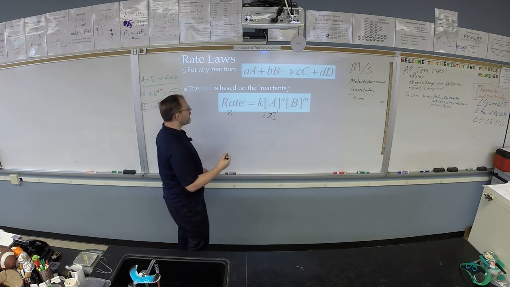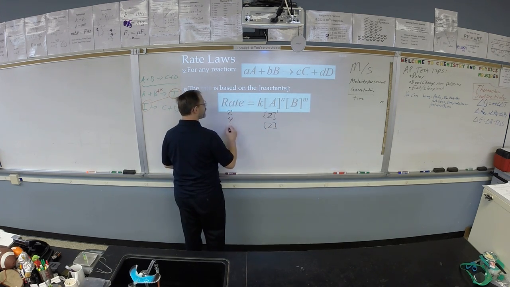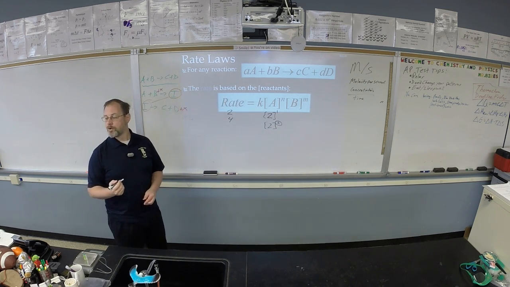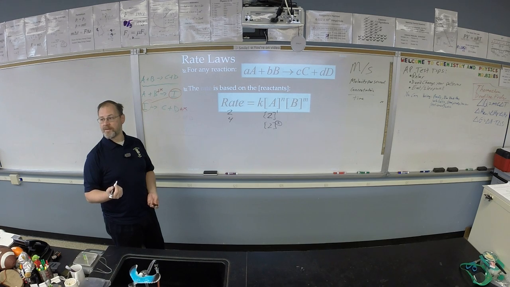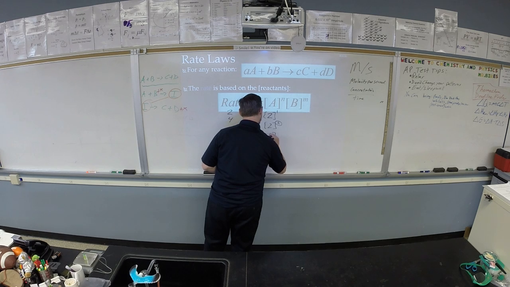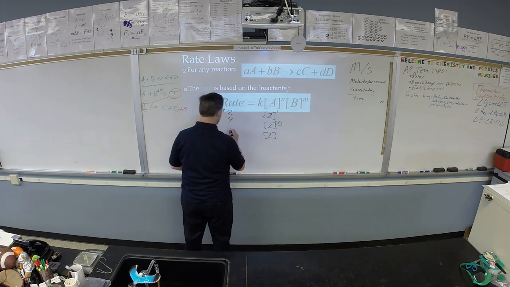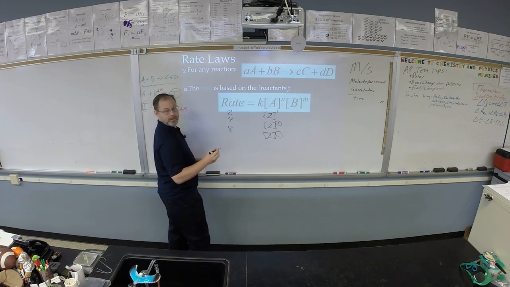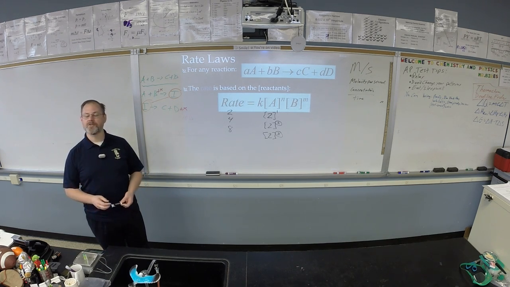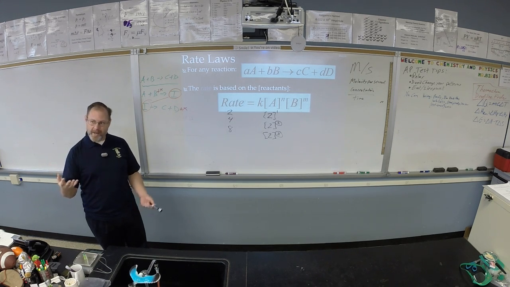So if you doubled A and the rate quadrupled, then it's second power. We would put a 2. We would raise the concentration of A to the second power. What if we doubled A and the rate went up by 8 times? What's the exponent? 3. We would call this third order. If we change A and the rate changes by 8 times, it's 2 cubed, a third order.